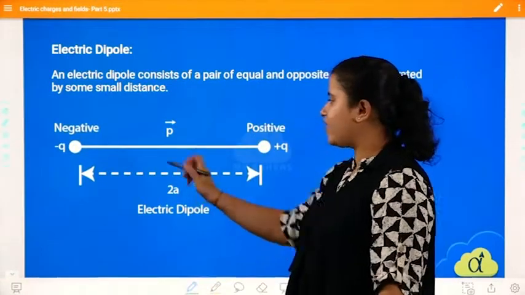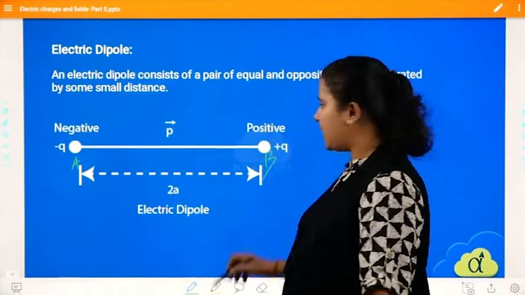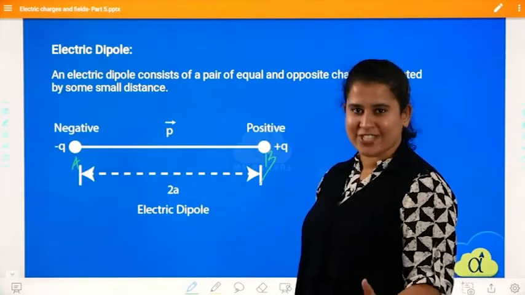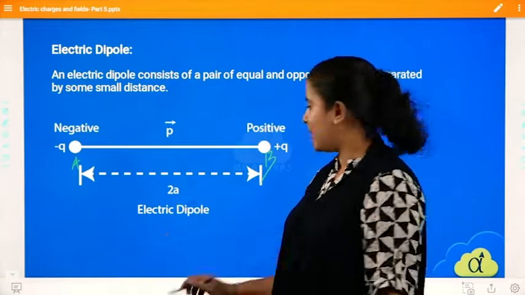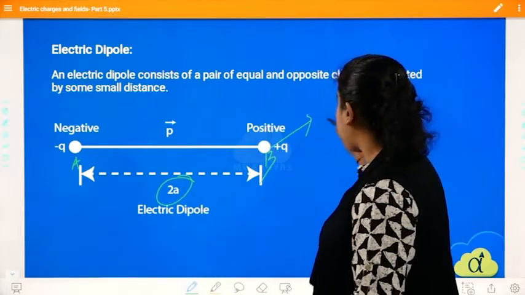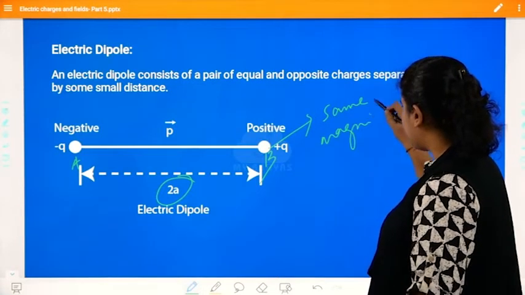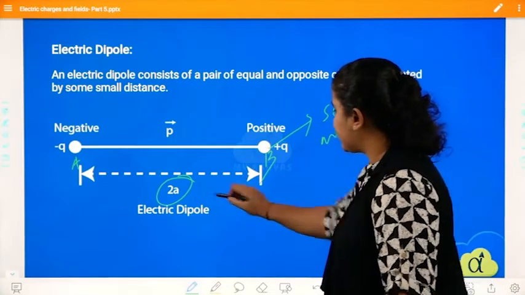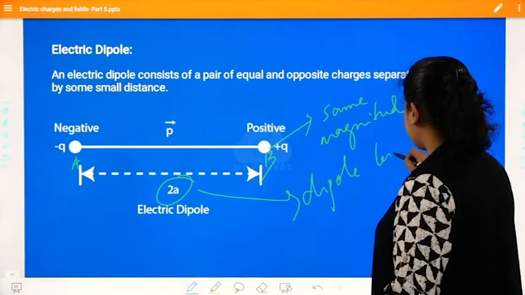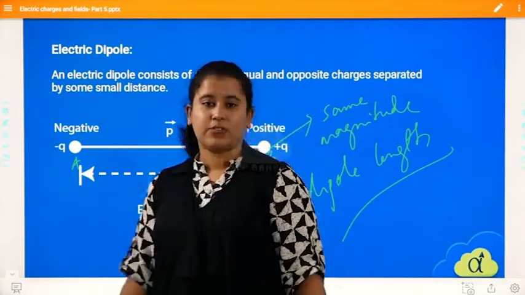I'll take this point as A and this point as B. At point A, I have a minus Q charge and at point B, I have a positive charge, which are separated by a certain distance 2A. These charges have the same magnitude, and this distance is called the dipole length. Clear? So this is about an electric dipole.